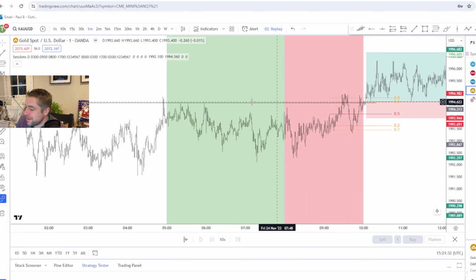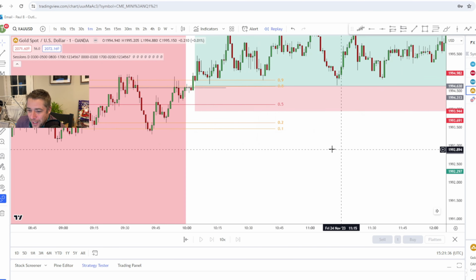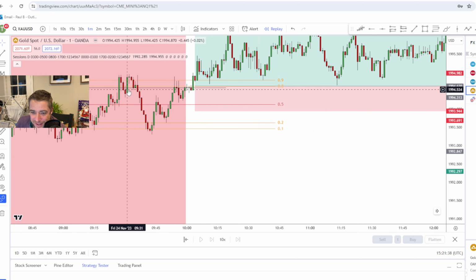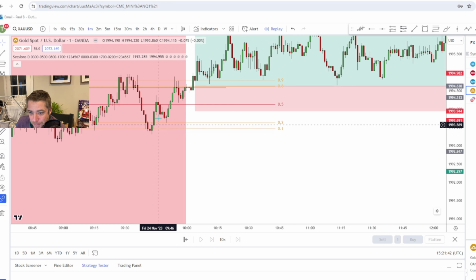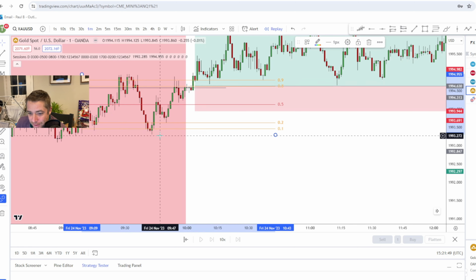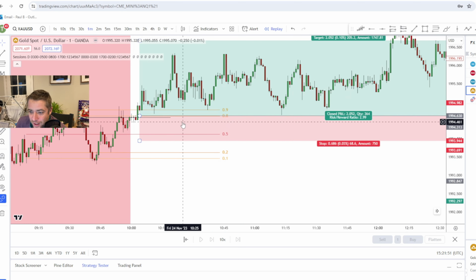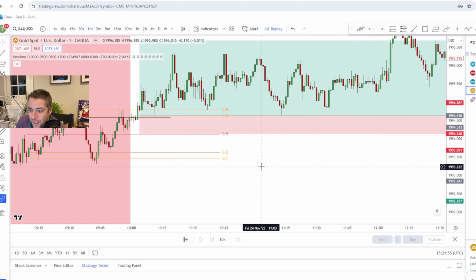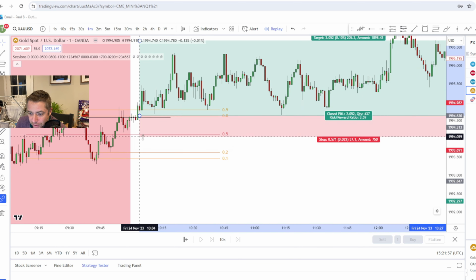Right, so we're waiting for a run here, which we get right there, as you can see. We are now waiting for a run on liquidity to the downside, which we get here. It keeps coming down. We're waiting for it to trade above, which it does here. As soon as that happens, we draw our fib from here down to here. We enter on the 0.8, stop on the 0.5. Is that right? On the 0.5 here.